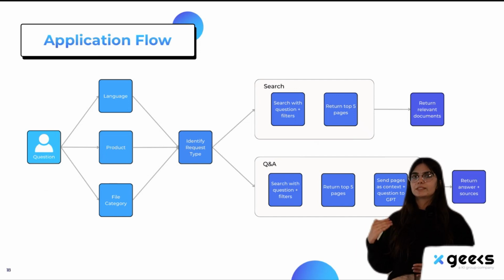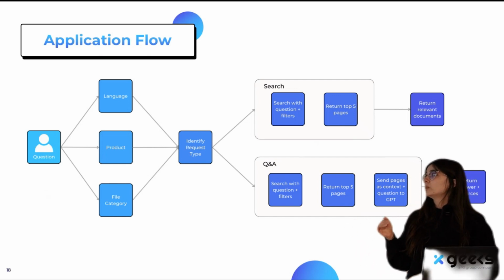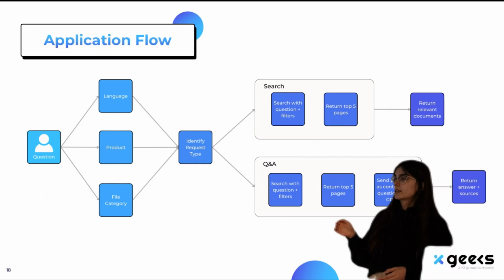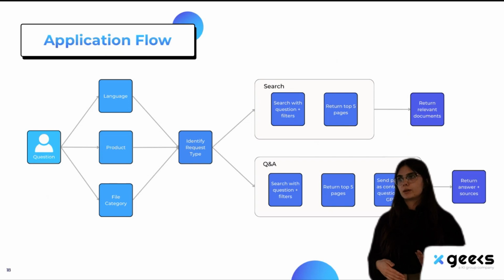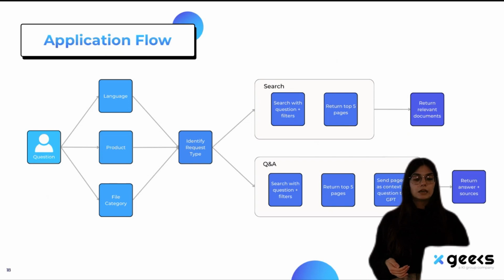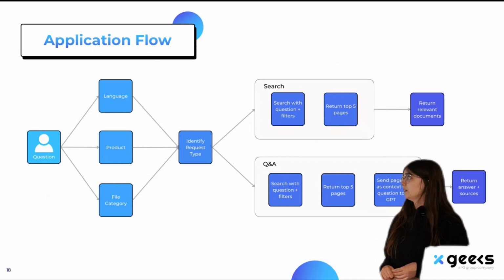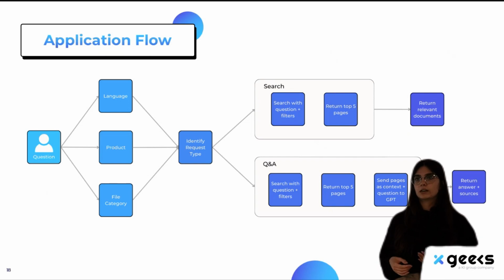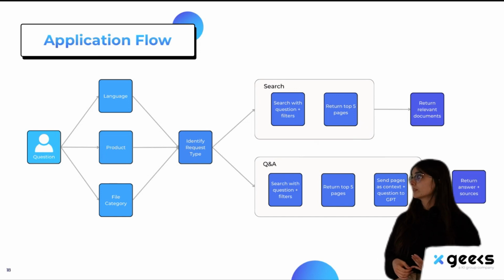If it's a search, it's because I want just the chatbot to return me a document. If it's a Q&A, it's because I want to know something specific about the product, and I will ask a question. So when it's a search, we do a search with the question and the filters to Azure AI Search, and then it will return the top 5 pages because, as I said before, we did the indexing by page. And after that, it will return the relevant documents.